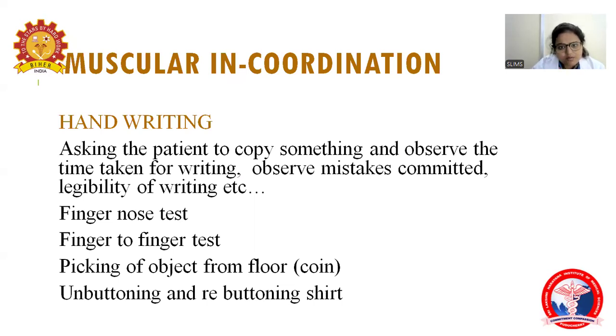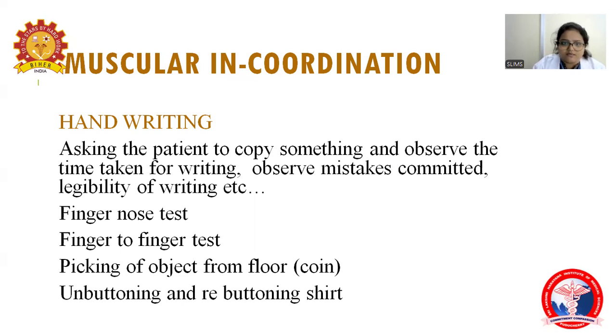The next test for coordination is the finger nose test. The examiner and the examinee have to stand. The finger of the examiner and the nose of the patient have to be touched alternately, which is called the finger nose test. That should show whether he is able to take his finger in a straight line. Similarly, there is the finger to finger test, where the finger of the examiner and the finger of the patient have to be touched.